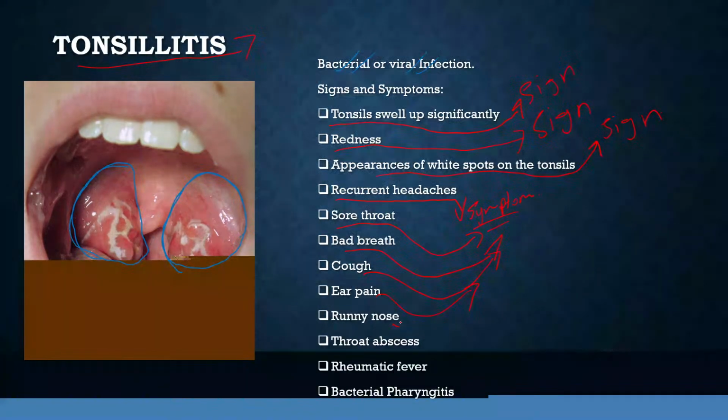Runny nose is a sign. Throat abscess is a sign. Abscess is pus, is a sign. Rheumatic fever is a symptom. And then bacterial pharyngitis is a symptom. So these are some of the signs and the symptoms for tonsillitis. And as I've said, tonsillitis simply means inflamed tonsils.